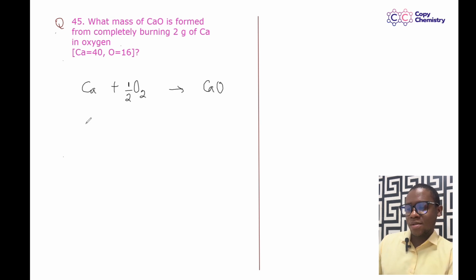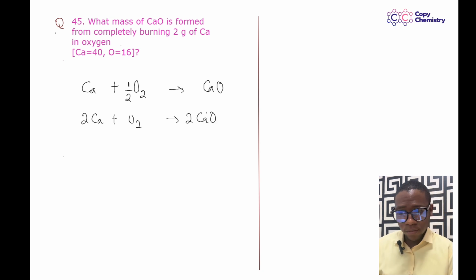Or you could write it this way, 2Ca plus O2 to give 2CaO. This is equally acceptable by everybody. Alright, so what mass of CaO will be formed when you burn 2 grams of Ca in oxygen?